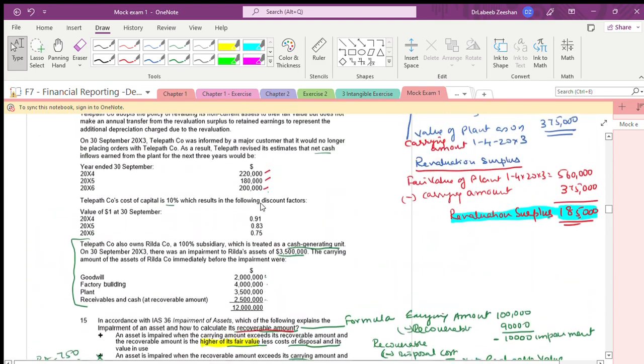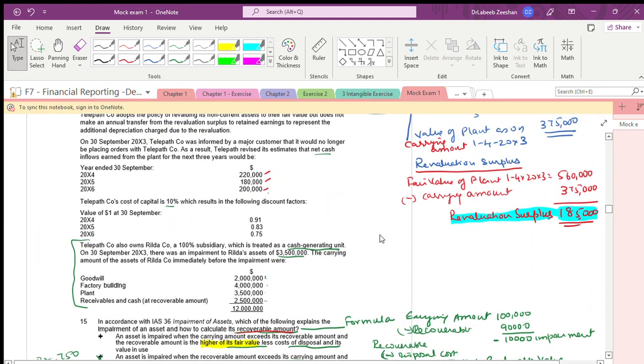We have three different stages. On September 30th, 2003, Telepath has informed a major customer that it will no longer be placing orders with Telepath company. As a result, Telepath revised its estimate that net cash flow earned from the plant for the next 3 years would be 220, 180 and 200.